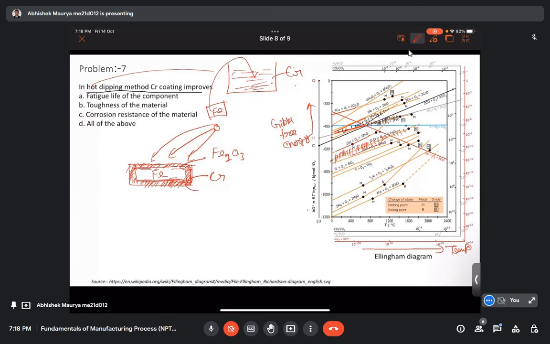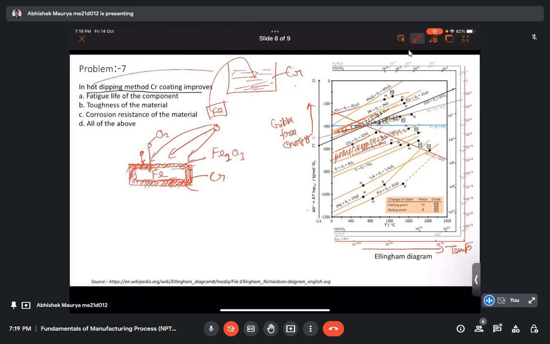And the good property of chromium oxide is that it forms a passive layer. Passive layer means once it gets oxidized, it won't allow the oxygen to enter the ferrous or iron. So once the chromium oxide forms, it will stop further oxygen from entering, so that the oxygen will not be able to reach the iron component.